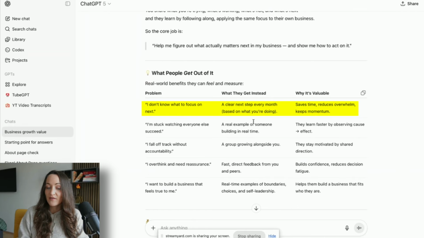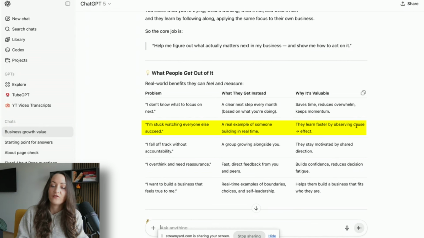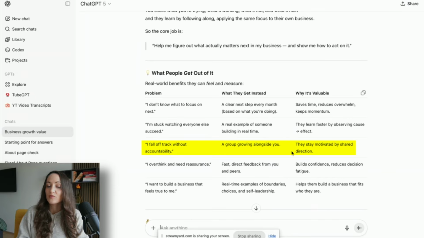A clear step every month based on what you're doing, right? So it's like where my focus is, I pull the focus off the community, and I don't even submit myself to a monthly cadence. So it saves time, reduces overwhelm, keeps momentum, right? And it offers inspiration for what to do next. I'm stuck watching everyone else succeed. A real example of someone building in real time. They learn faster by observing. Cause and effect. I fall off track without accountability, a group to grow alongside you, right?